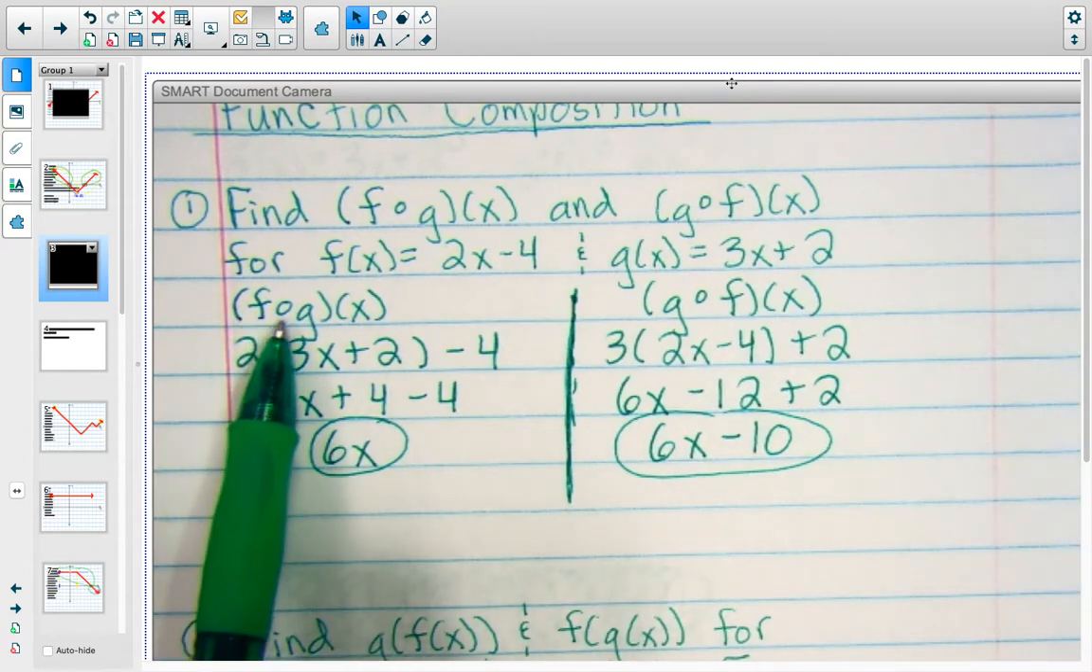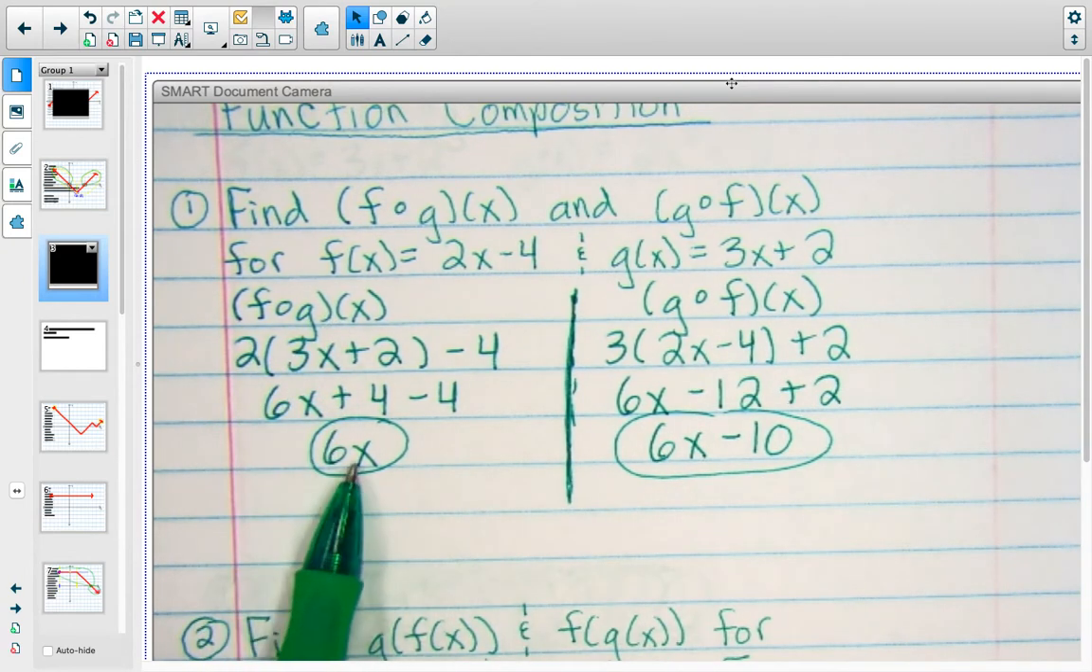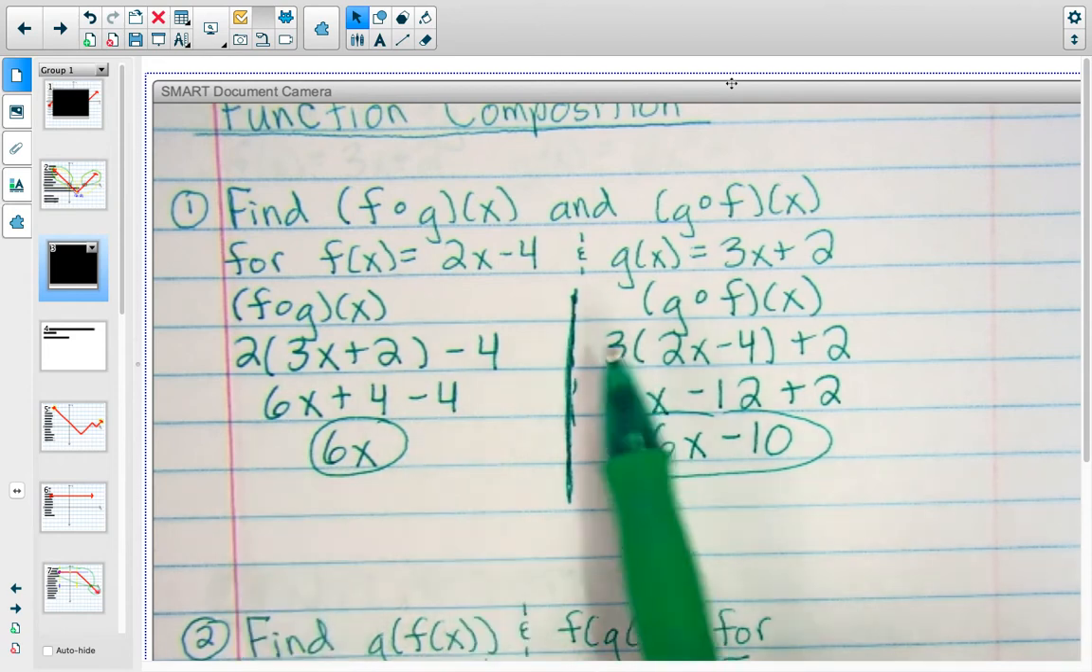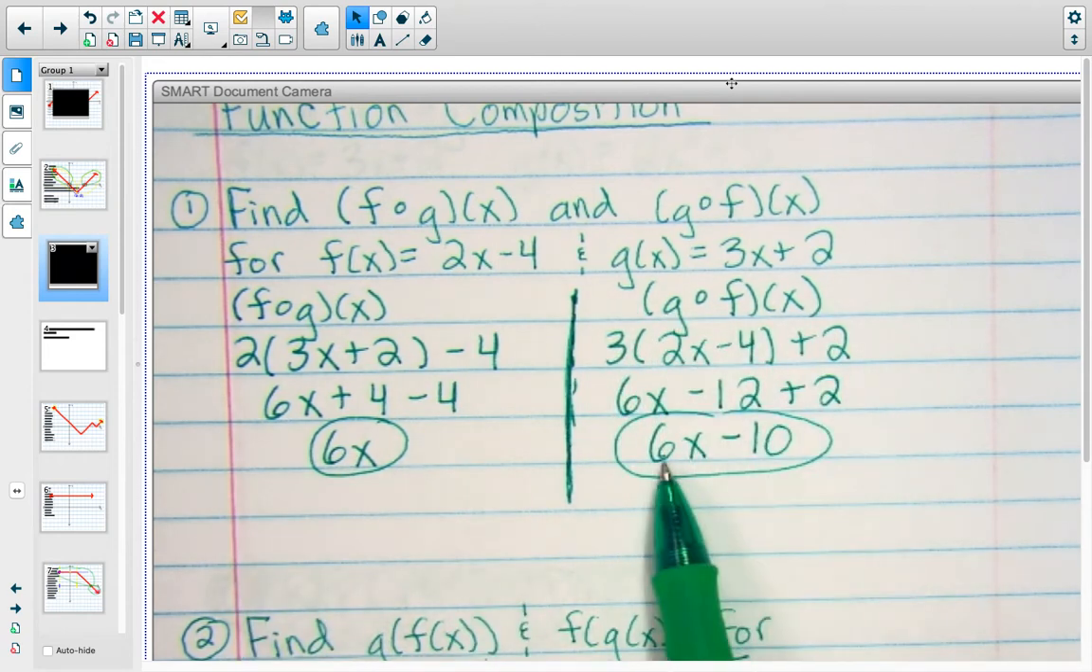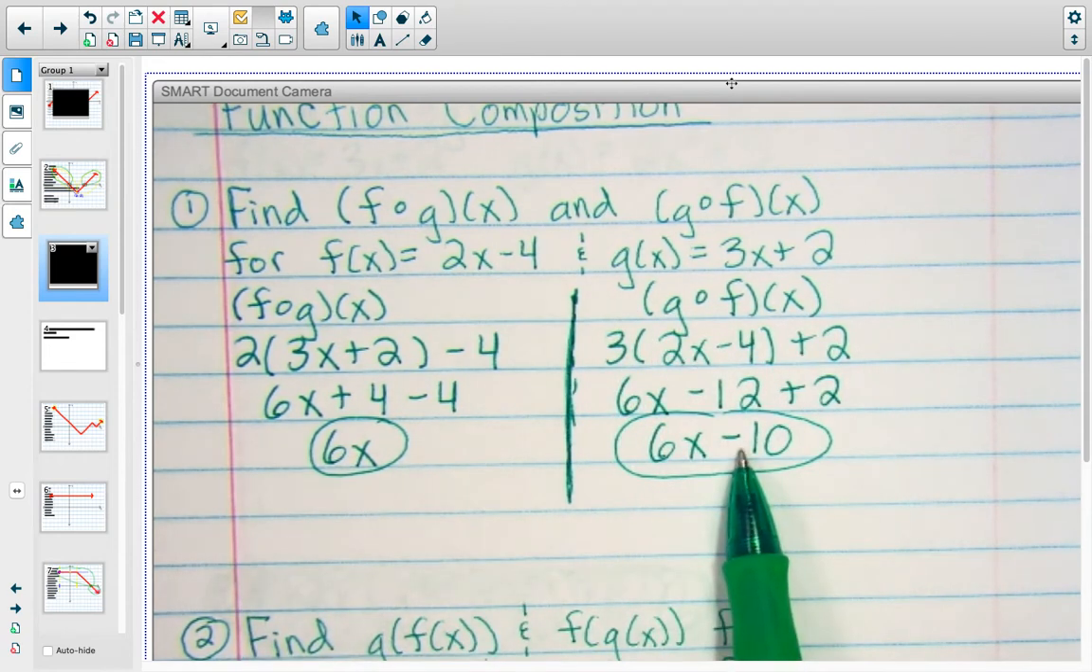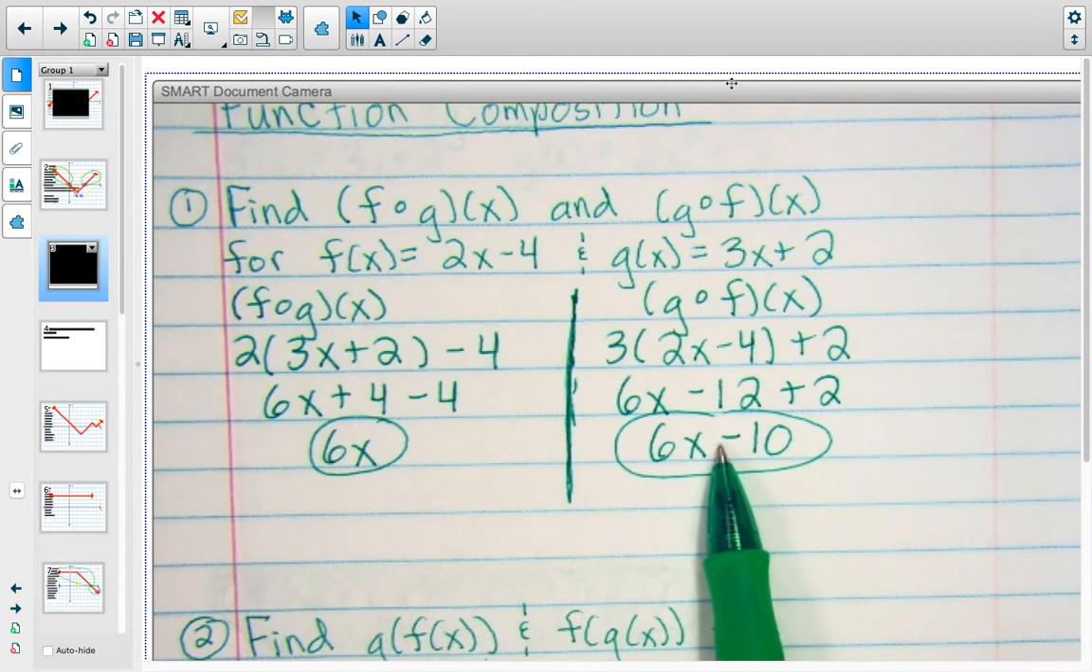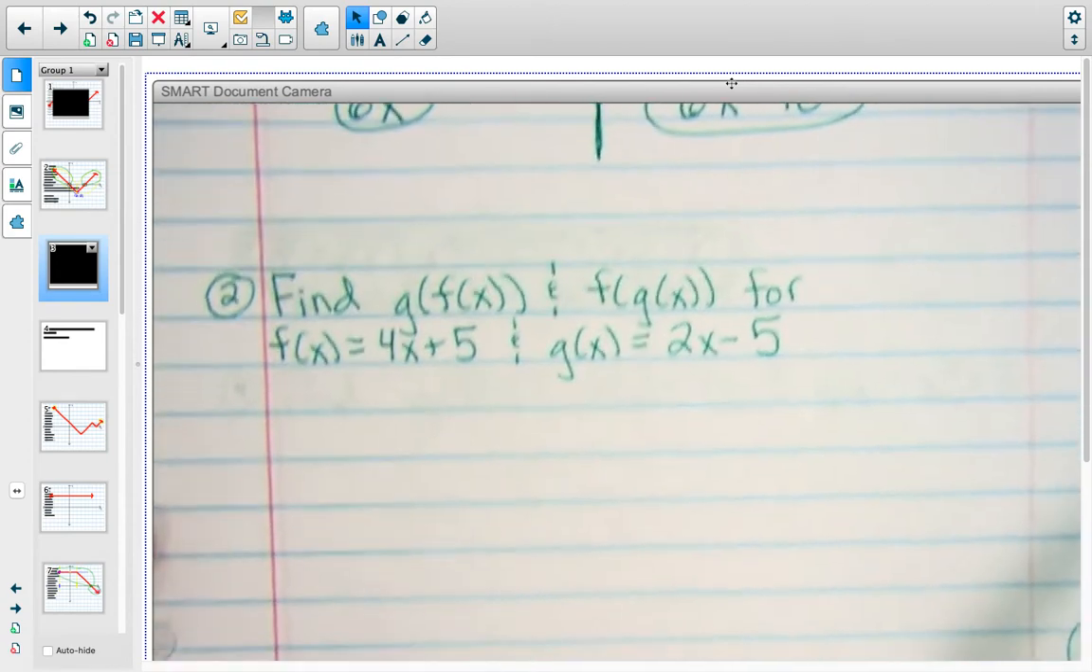So f of g of x gave us the result of 6x. g of f of x gave us the result of 6x minus 10. So you can, and probably most of the time, will get different answers once you go through and do composition both ways. Let's try another one.